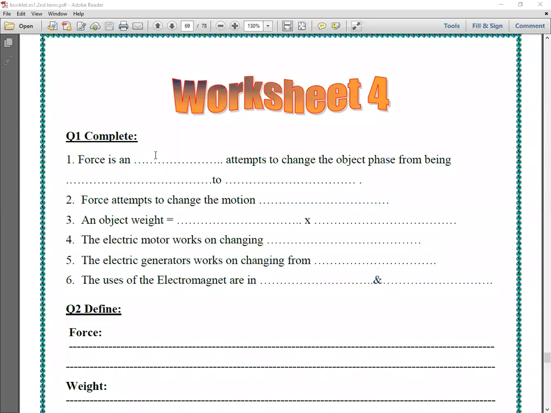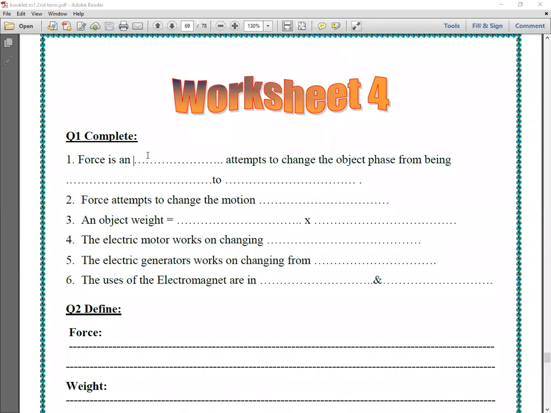Let's start to solve worksheet number 4, page 69. Okay, number 1. Question number 1 complete. Force is an effect that attempts to change the object phase from being static to motion or vice versa.